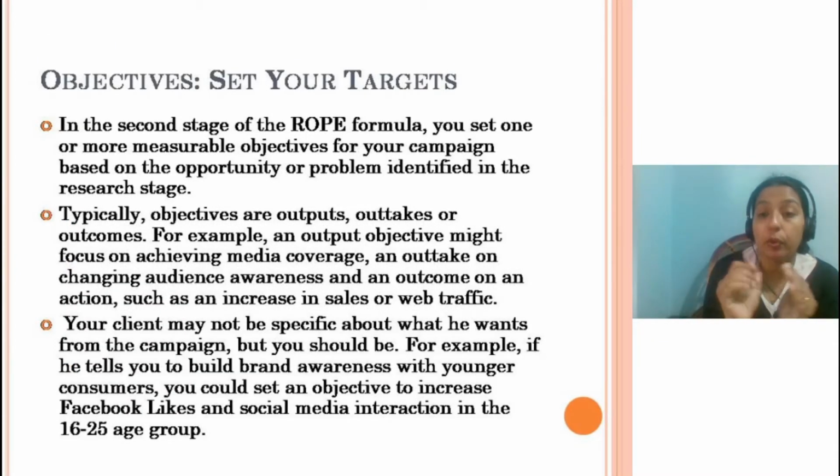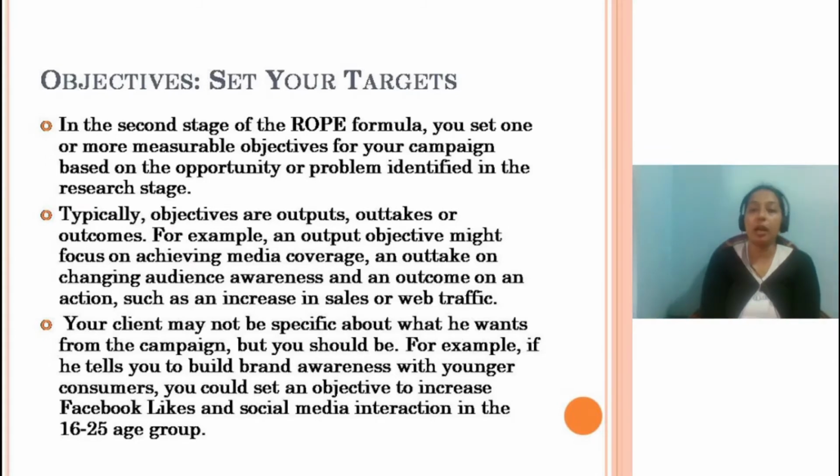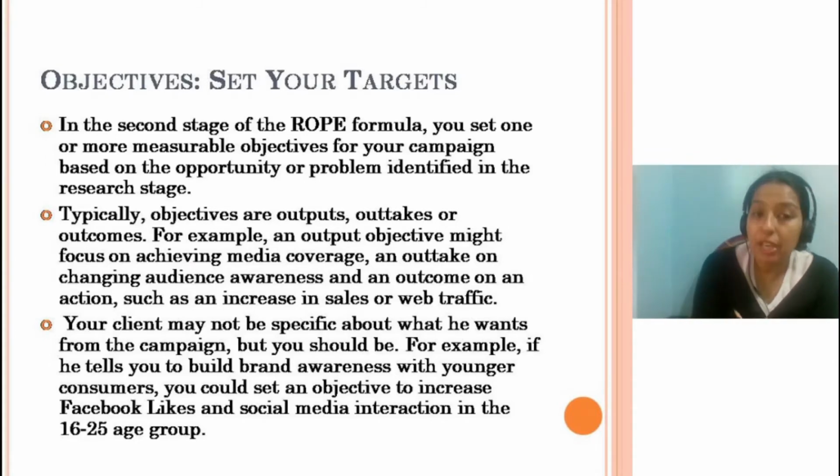Next is objective, so setting your objective. You are doing a PR campaign, so you should have an objective. That is very important. In the second stage of the ROPE formula, you set one or more measurable objectives for your campaign based on the opportunity or problem identified in the research stage. Typically, objectives are outputs, outtakes, or outcomes. For example, an output objective might focus on achieving media coverage, an outtake on changing audience awareness, an outcome on an action such as an increase in sales or web traffic.